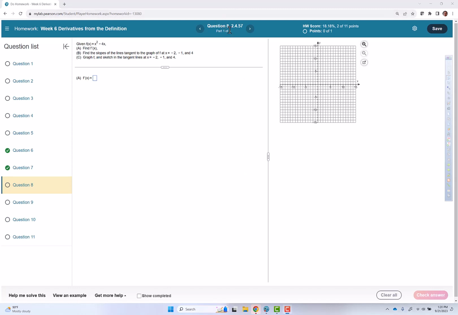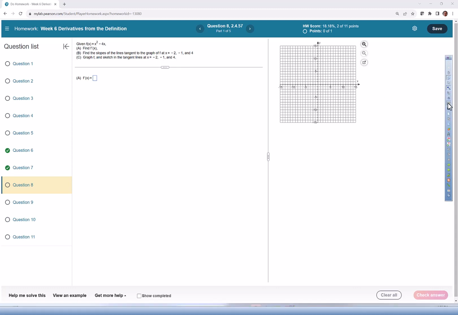This video goes over question 8 of the derivatives from the definition assignment. Given f of x equals x squared minus 4x, find f prime of x. Find the slopes of the lines tangent to the graph of f at -2, -1, and 4. Graph f and sketch in the tangent lines at x equals -2, -1, and 4.